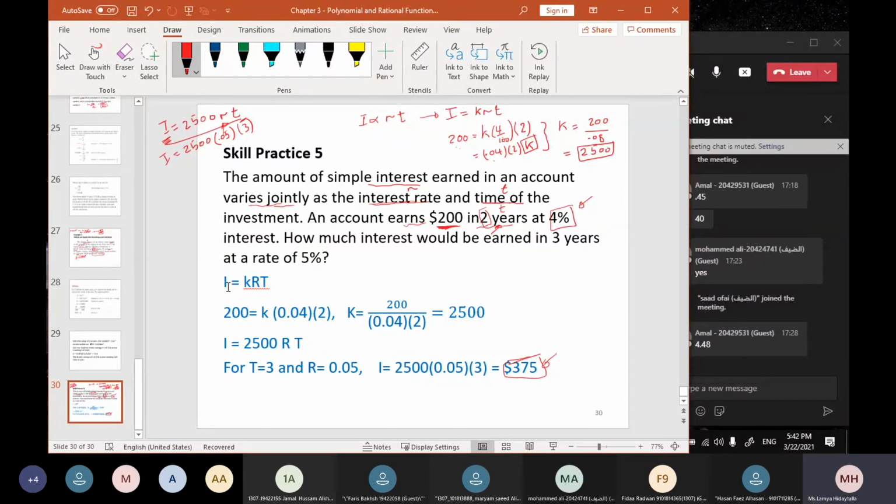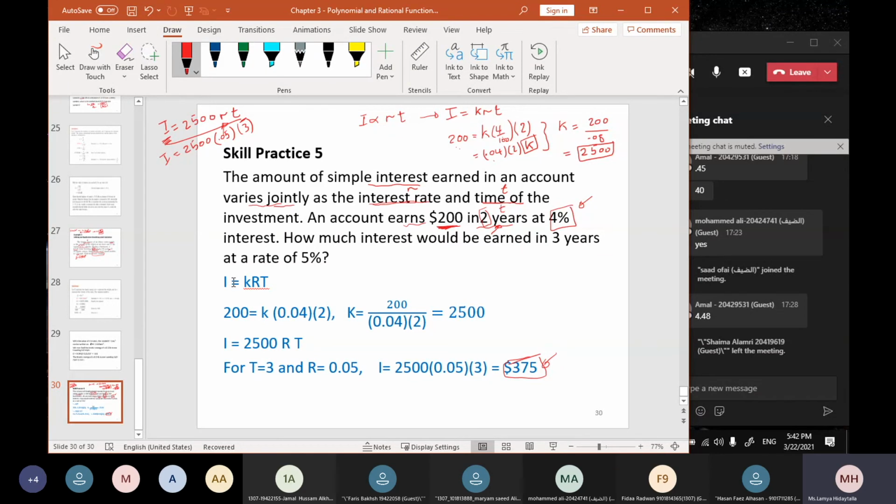that shows if we have a variable that is proportional to two quantities, that varies jointly with this and this, with two quantities. Okay, so this way we finished this chapter, and if you have any questions you can ask.